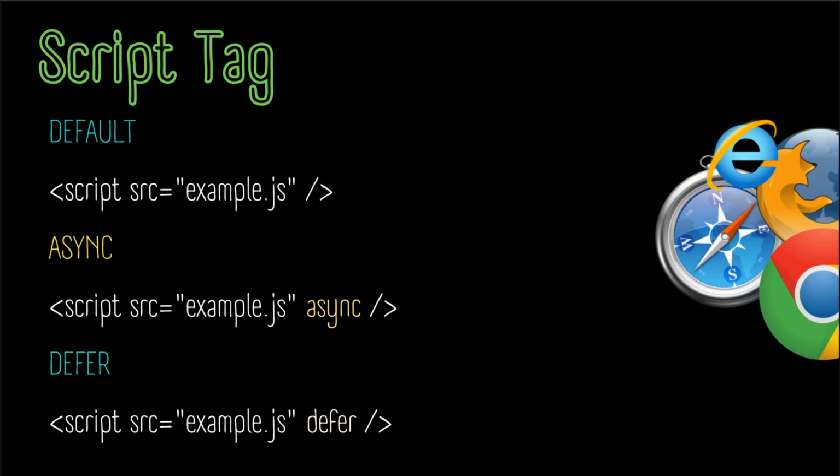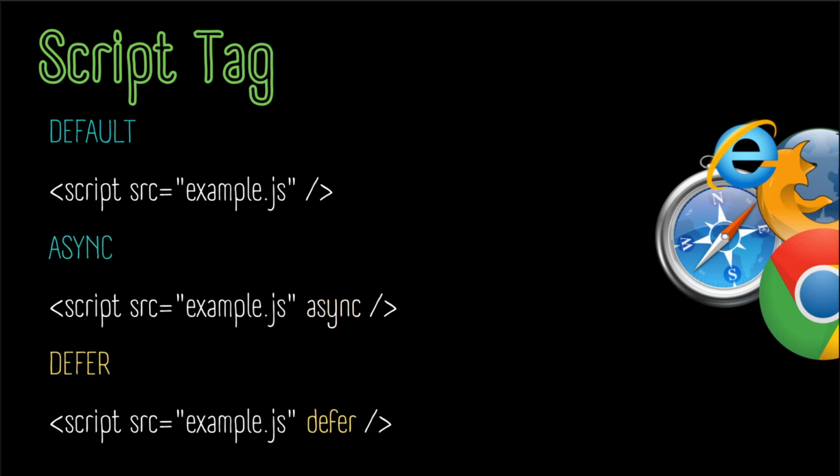If async is present, the browser will initiate fetching the script immediately, continue parsing, and execute it once it has loaded. Async scripts will execute in the order that they finish loading instead of the order that they are fetched. You can't guarantee the order of execution with async script elements, so keep that in mind.